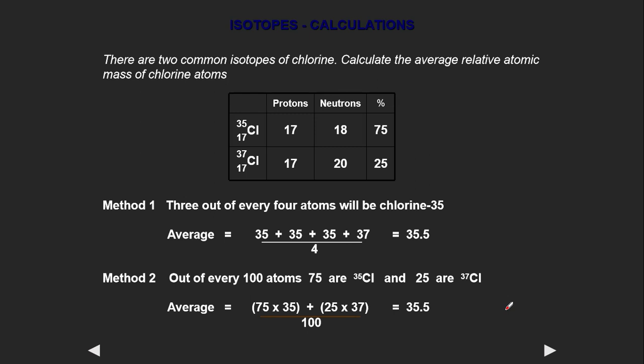So data from the mass spectrometer for chlorine shows that chlorine has two isotopes: chlorine-35 and chlorine-37. We use the mass number to identify the isotope. Chlorine-35 has a percentage of 75%, while chlorine-37 has 25%. This data is obtained from the mass spectrometer.